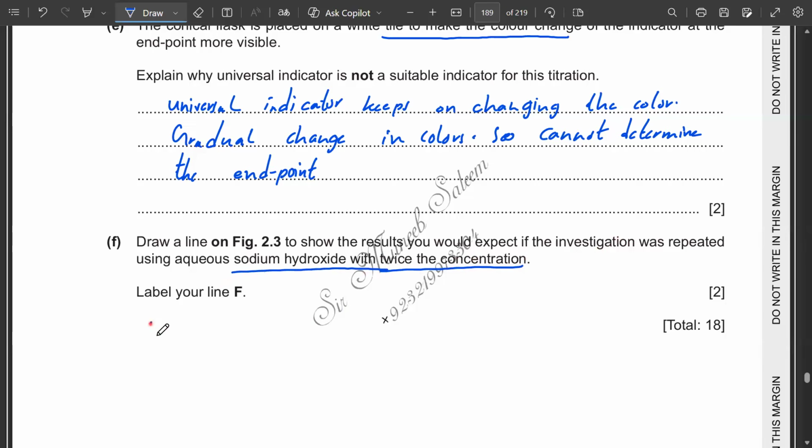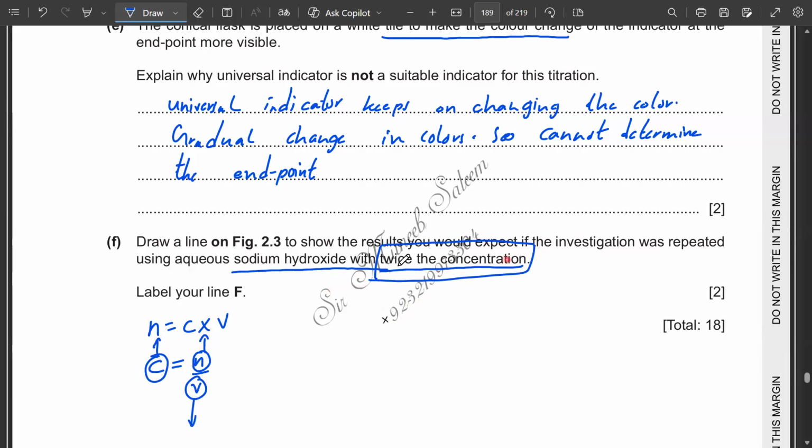If you remember the formula, n is equal to C into V. Here, n stands for moles, C stands for concentration, V stands for volume. We can rearrange this equation to calculate C. C will become n over V. It means C, which is concentration, is related with moles directly and with volume indirectly. Here they are saying if the concentration is twice, which means C has increased 2 times. That means either the number of moles has increased or the volume has decreased.